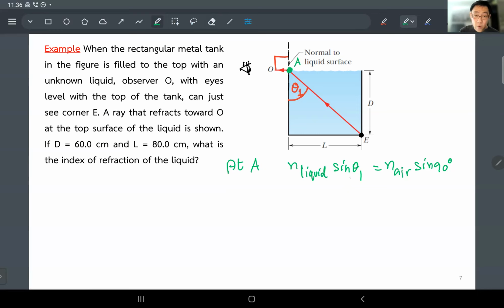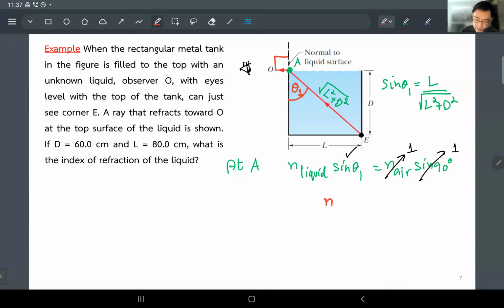Now, sine theta 1 is easy to calculate because sine of theta 1 is just going to be L over the hypotenuse here, which you can calculate from the Pythagorean theorem. No big deal. Okay, so sine theta 1 is just opposite over hypotenuse, L over square root of L squared plus D squared. Cool. So this one is known, not a problem. In air, we always use 1 for it. Sine 90 is also 1. So plug everything in. So n of the liquid is just going to be 1 over sine theta 1, which is square root of L squared plus D squared over L. And the rest you can just plug in the numbers.